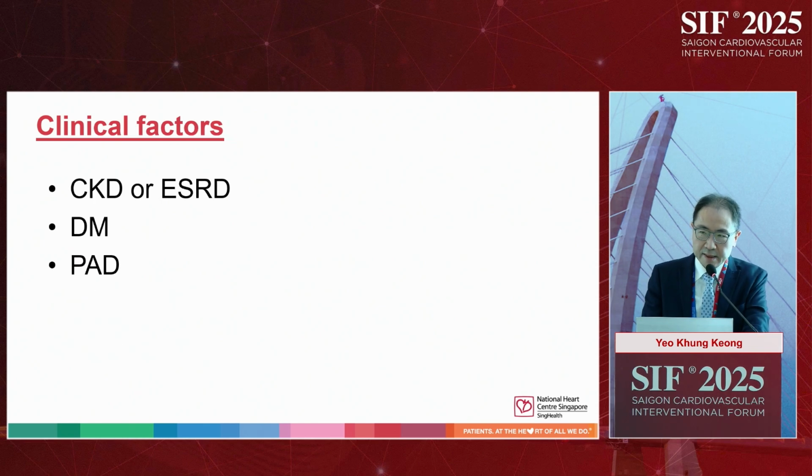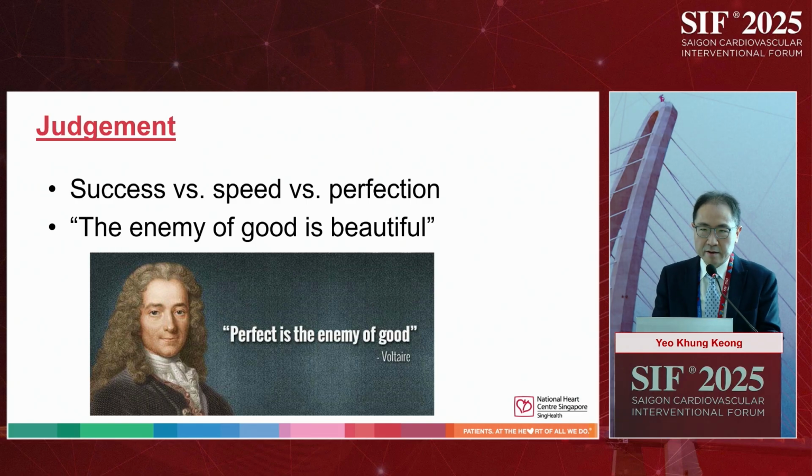I look at the clinical factors. Is the patient an end-stage renal failure patient? These patients are really difficult to treat. There are all sorts of access issues, and calcium is a big problem. What about diabetes? And what about the presence of peripheral arterial disease, which may hinder your desire to put in an intra-aortic balloon pump? When I do these cases, I have three thoughts in mind: success, perfect success, versus how fast can I get it done if the patient is unstable, versus perfection. We all know Voltaire's quote that perfect is the enemy of good, but I think also for many of us in interventional cardiology, the enemy of good is beautiful.